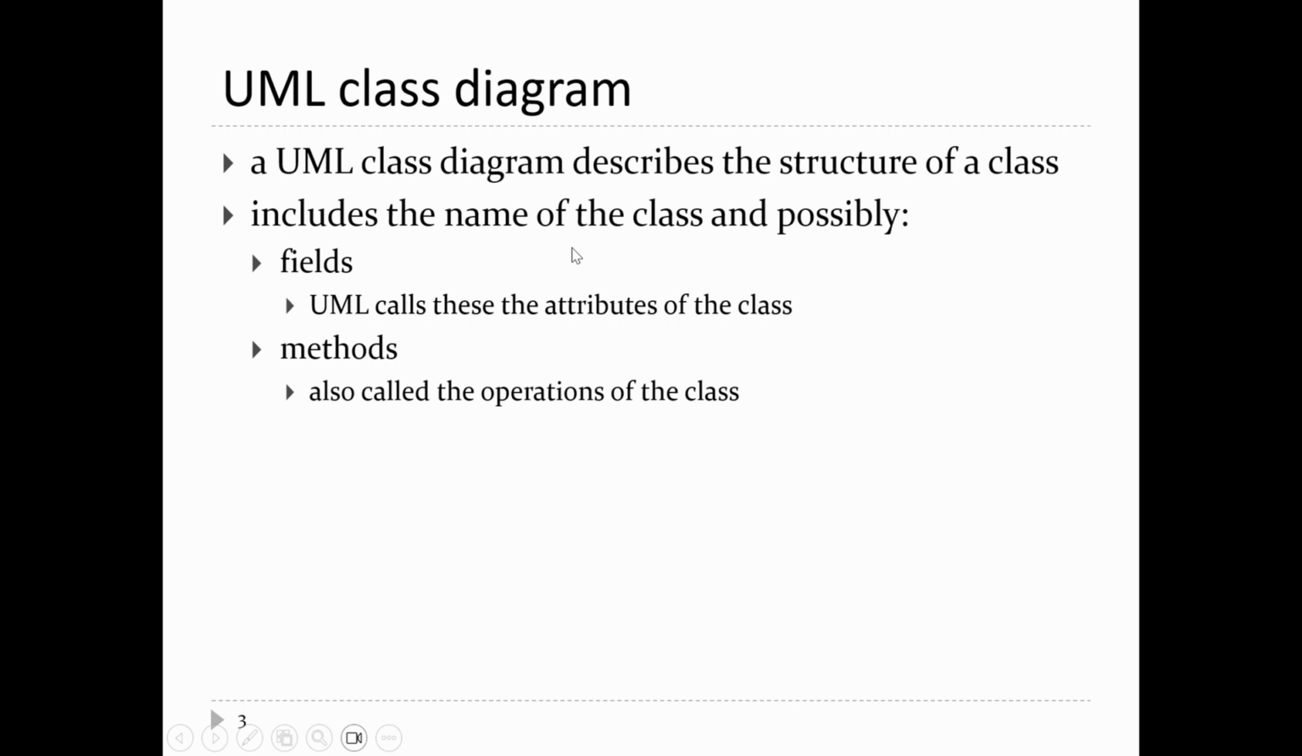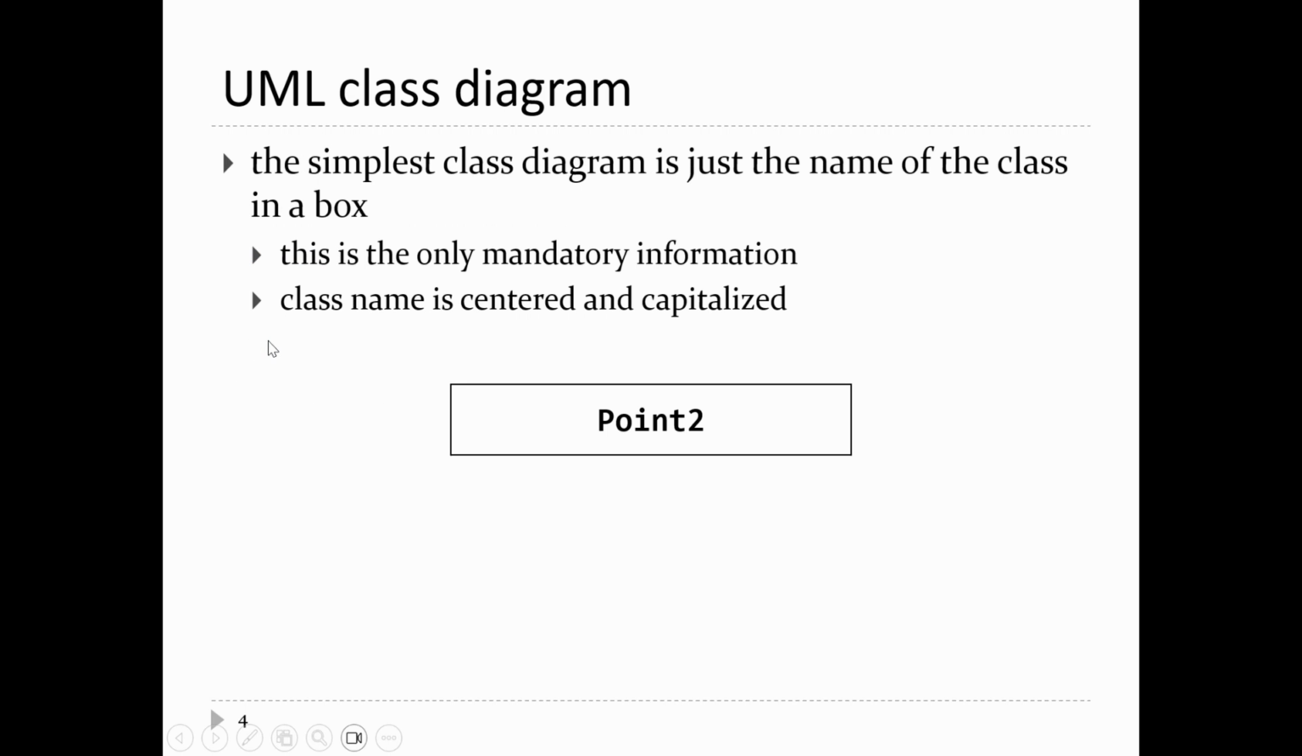Later on, we're going to extend this idea. So when you have objects that are made up of other objects, you can use a UML diagram to describe the relationship between those objects. Okay, so every UML class diagram starts with the name of the class. And then optionally, you can put in the fields and methods. So that's the simplest UML class diagram that you can have. It's just a box. So every class is just a box. The name of the class is supposed to be centered in the box and look like that. So that's the only mandatory information you need for a UML class diagram.